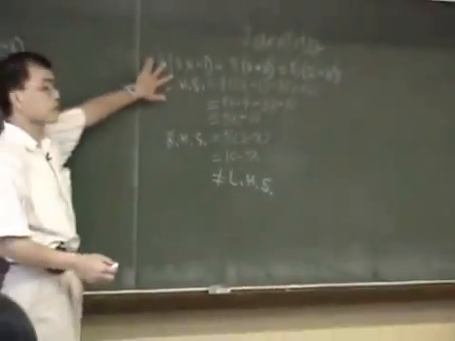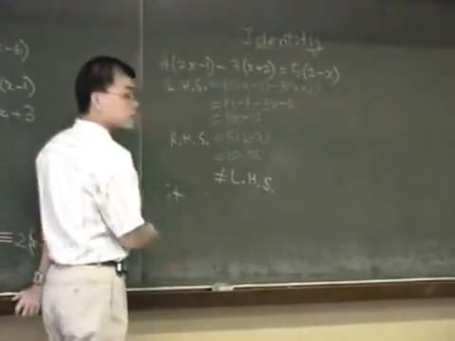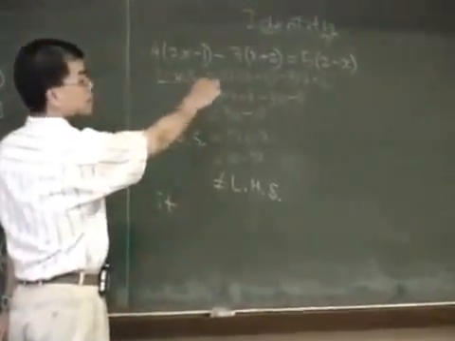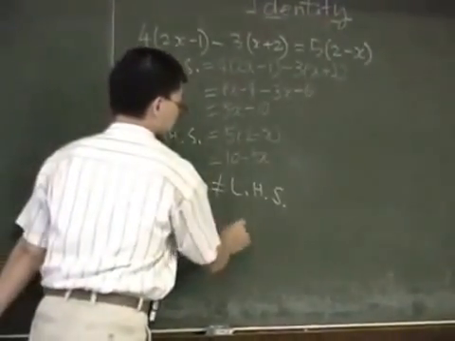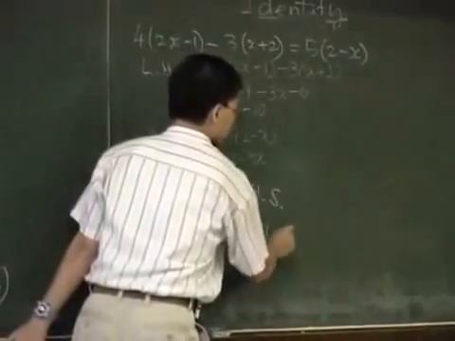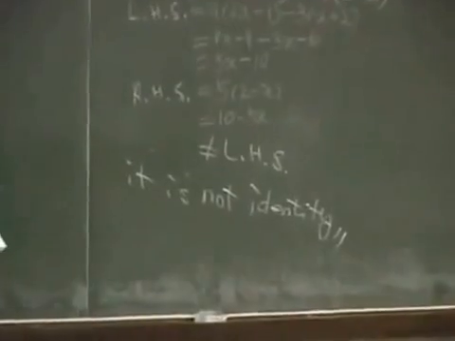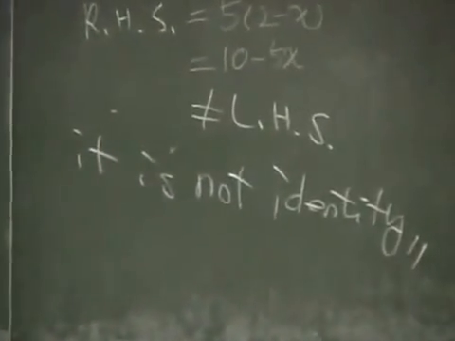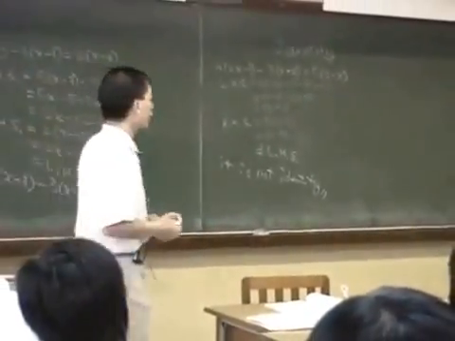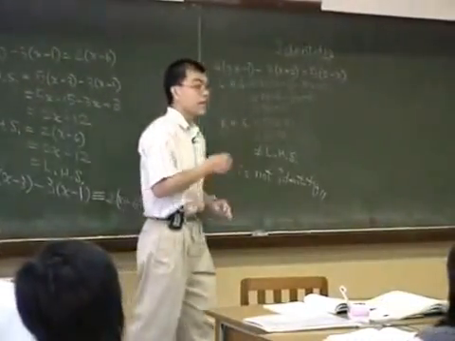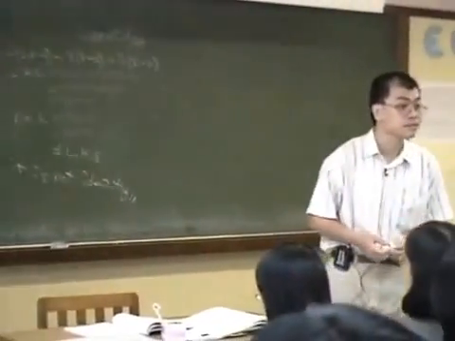Then can we say that it is an identity? No. Then for your answer, you may just write it down, or you complete this by writing down the whole equation. We have the conclusion: this equation is not an identity. If it is not an identity, we can still call it an equation. It is only an equation, not an identity.